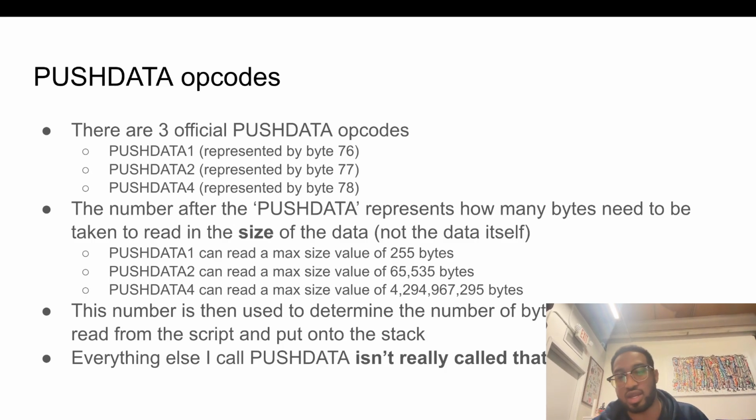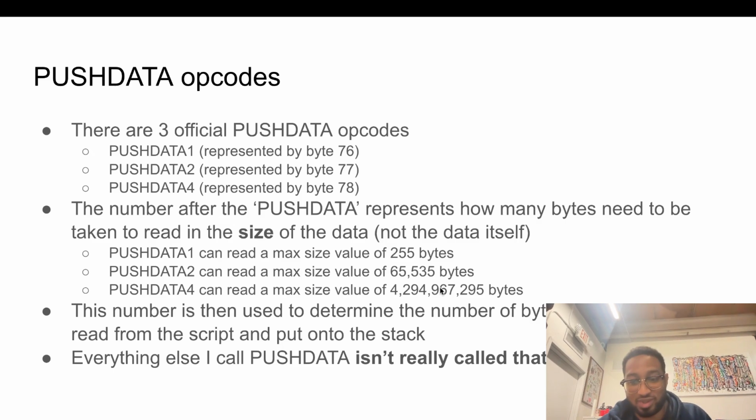The number after the push data represents how many bytes need to be taken to read in the size of the data. So it's not the data itself. When you have 1, 2, and 4, these numbers represent how many bytes represent the size of the data that we need to read. So push data 1 can read a max size of 255 bytes. Push data 2 can read a max size value of 65,000 bytes. And push data 4 can read a max value size of 4,294 billion bytes. And obviously, you actually can't fit this many bytes in a Bitcoin transaction.